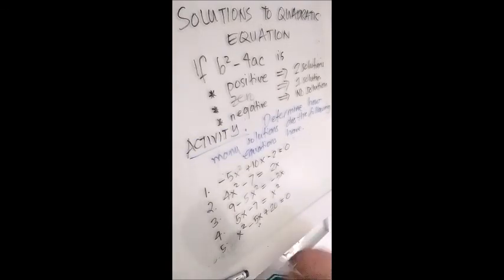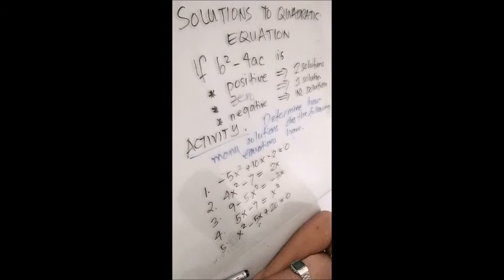It's time for you to have an activity. Kindly put this in your activity notebook. Determine how many solutions the following equations have. We have 5 items, and you're going to identify how many solutions each has. Just put it in your activity notebook, and again, we'll check this when I come home.